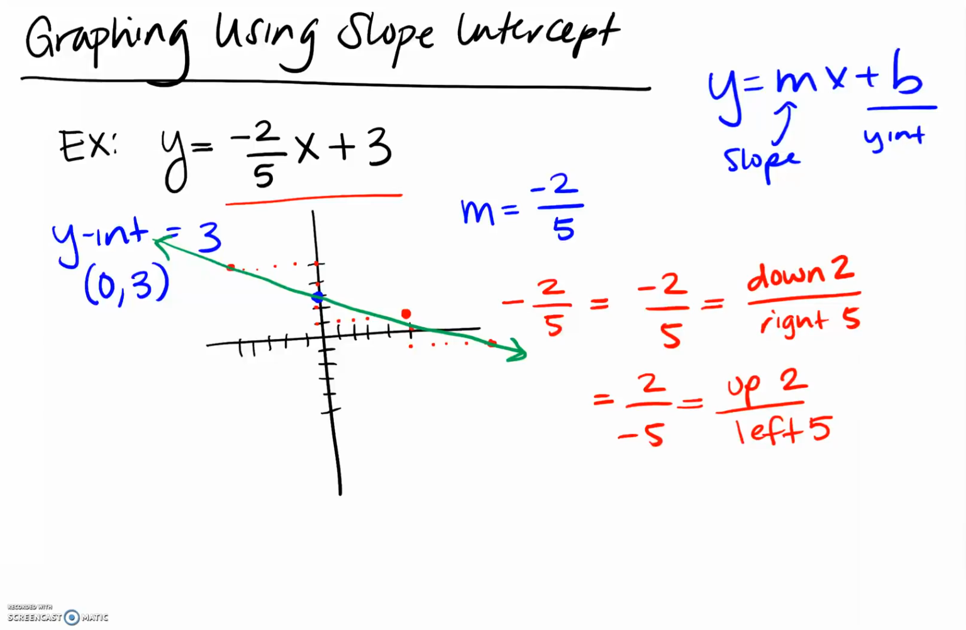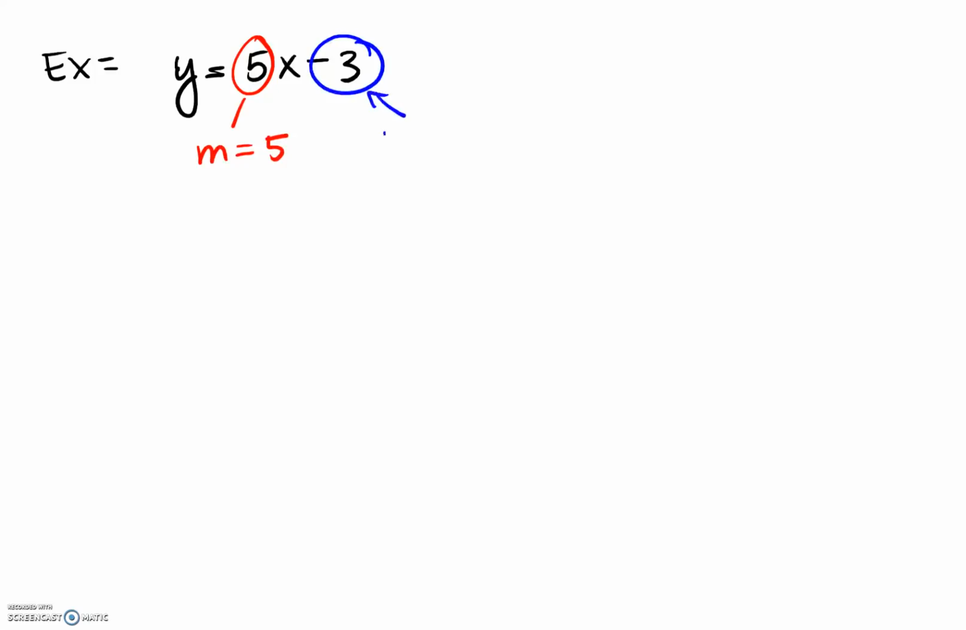What are the only other things that can happen with this? Well, one thing that can happen is we could have a question like this: y = 5x - 3. So in this case, we can pull off our two pieces. Our slope is 5, and our y-intercept, our b, is equal to negative 3. So let's get those things on a graph.